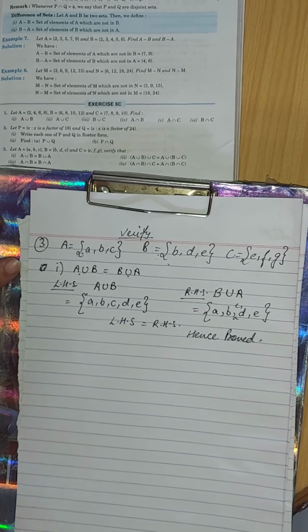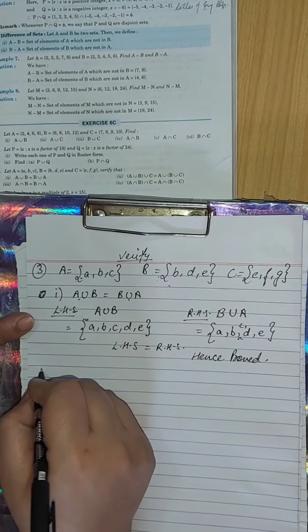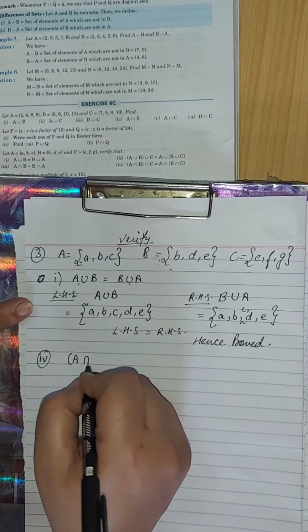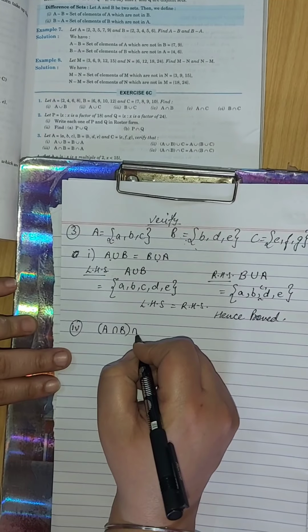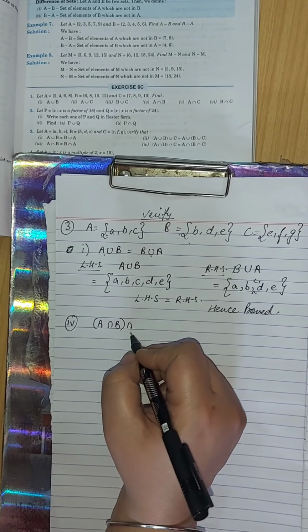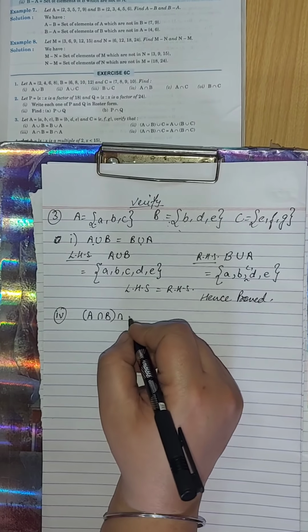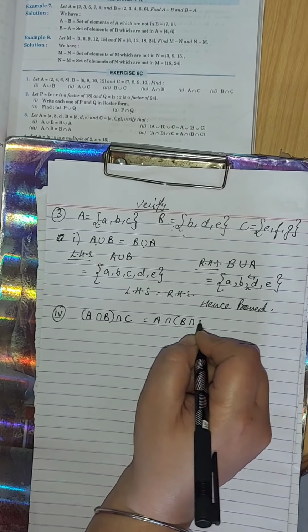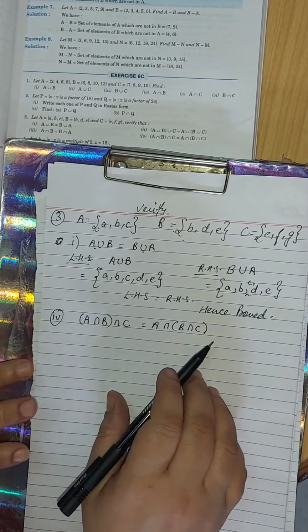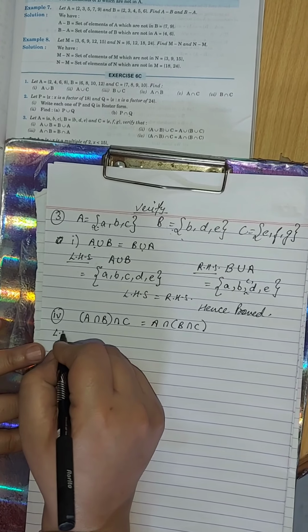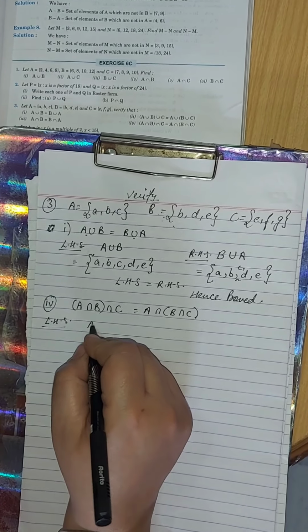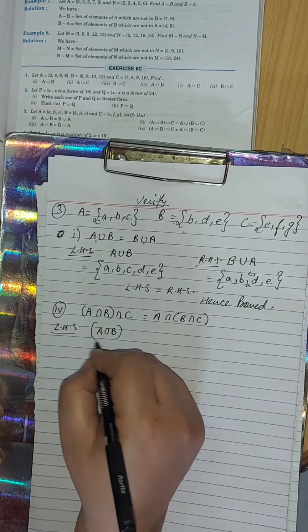Now we will move forward with the other part. I am taking the fourth part. It is given A intersection B intersection C equals A intersection B intersection C. This we have to prove. Again we will take the left hand side first. Now see carefully how you will prove it. A intersection B intersection C.